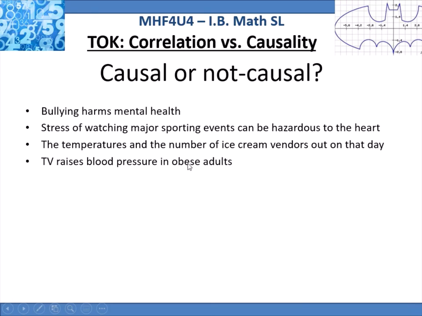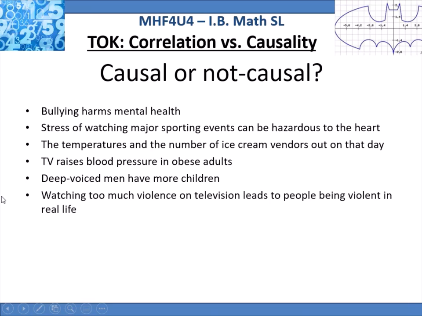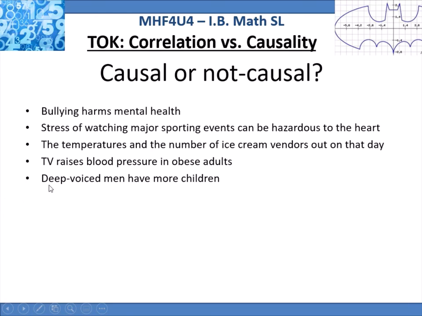TV raises blood pressure in obese adults. Maybe there's a correlation, but again, is TV raising the blood pressure? Probably not. It's probably something else that has to do with exercise and what you're eating. Deep voice men have more children. Ooh, wow, awkward. So is there a correlation? Maybe, but I don't think it just happens that deep voice men are having more children. It might have more to do with something else. This might be a perception sort of thing.